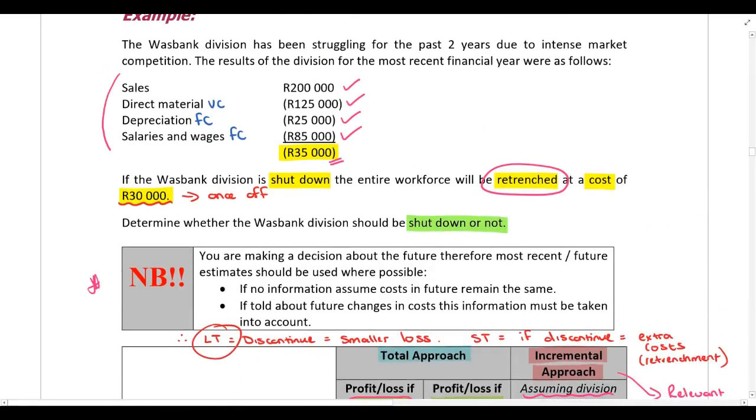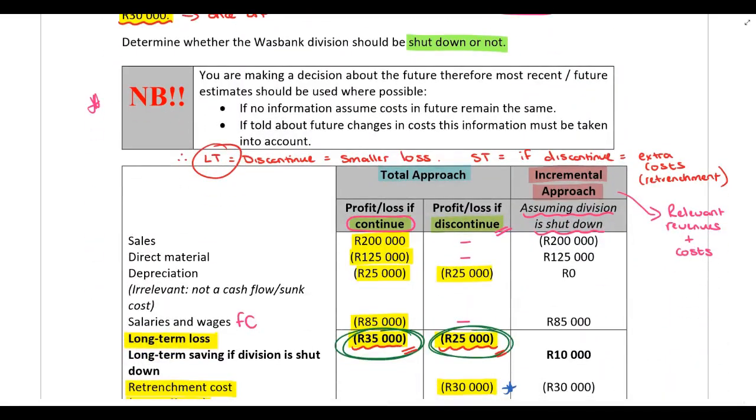So first, the sales are going to be relevant because it differs between alternatives. It's a future cash flow and it differs between alternatives. If we continue, we get the sale amount. If we discontinue, we don't. It differs between alternatives, it's relevant. You can look at the general rule, it's avoidable. If we continue, we have the sale. If we discontinue, we don't have the sale. And if it's avoidable, it is relevant. So either way, if I apply the definition or the general rule, I know that my sales amount is relevant.